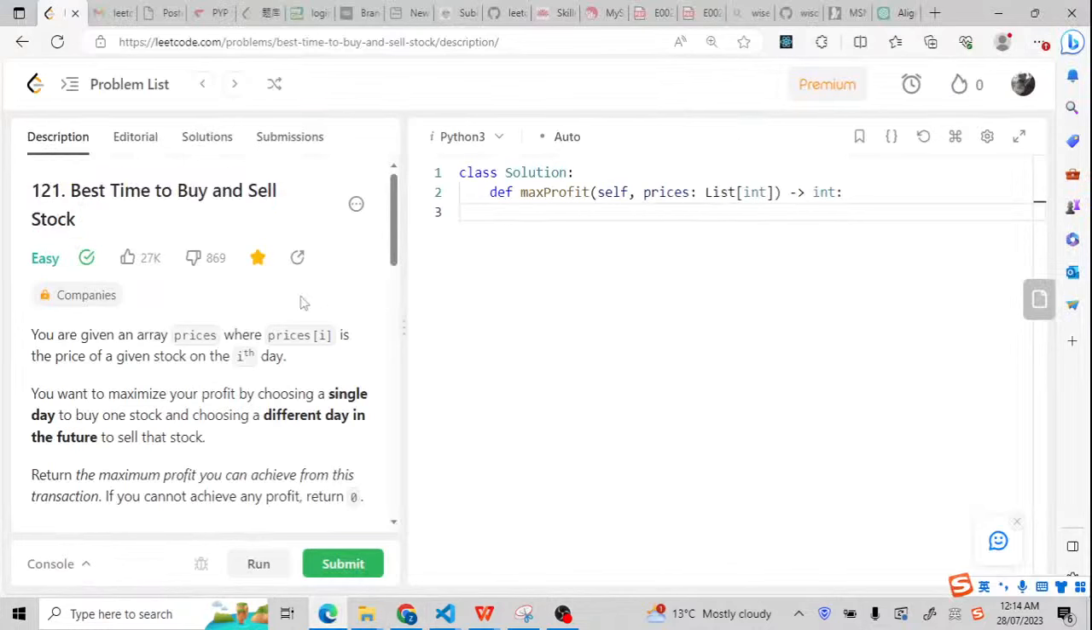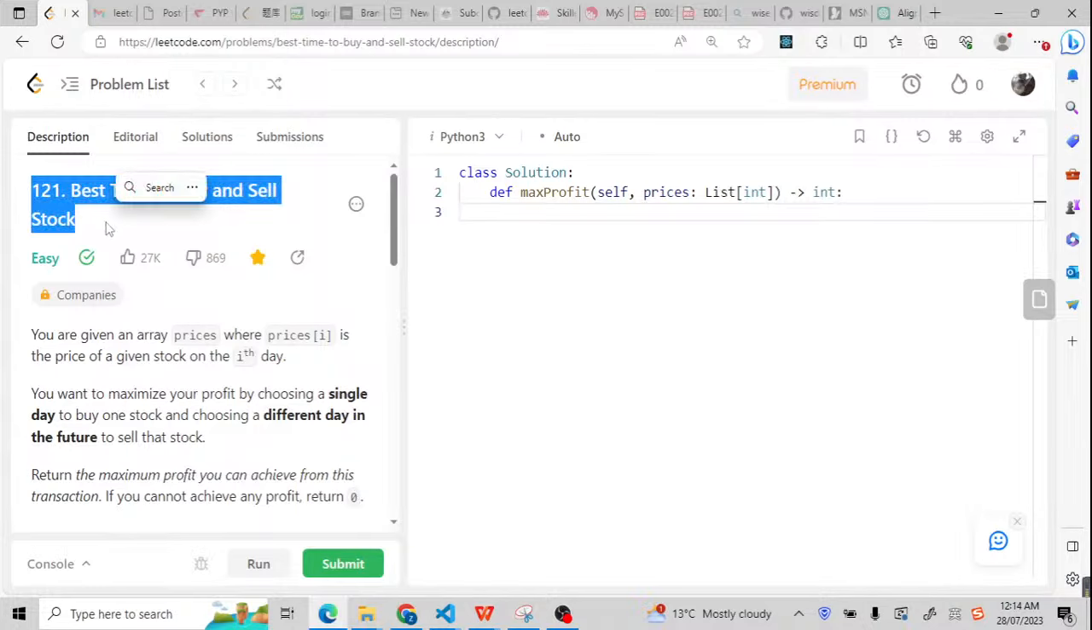Hello, let's try another Leetcode problem. This is from the Blind 75 list. It's number 121, best time to buy and sell stock. Yeah, so this is the easiest problem in this series, best time to buy and sell stock.